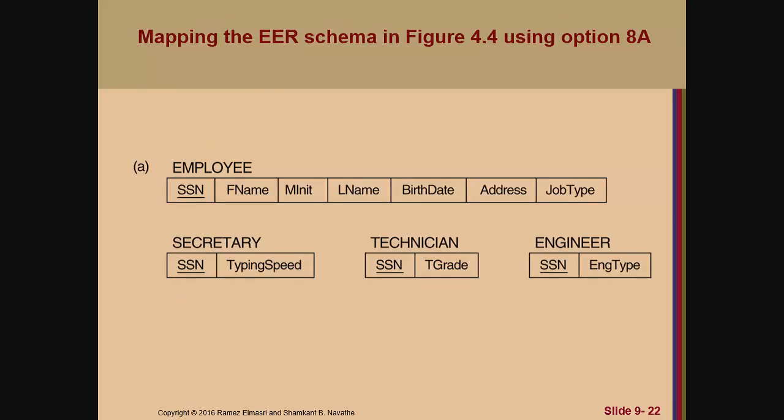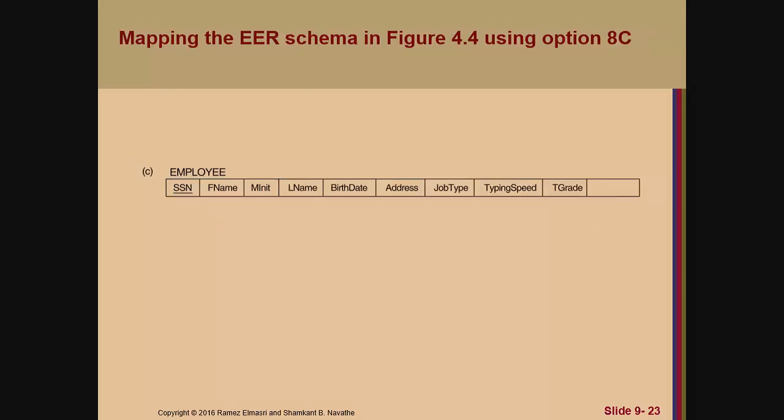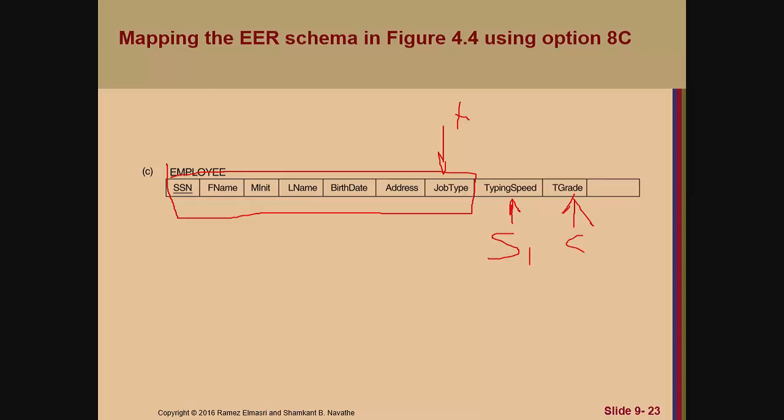So when we use the T technique, it is like this one. We have the superclass attributes here, but this one, the job type, is the T to separate. And the other ones are attributes from S1, right? This one is from S2, and here is from S3.